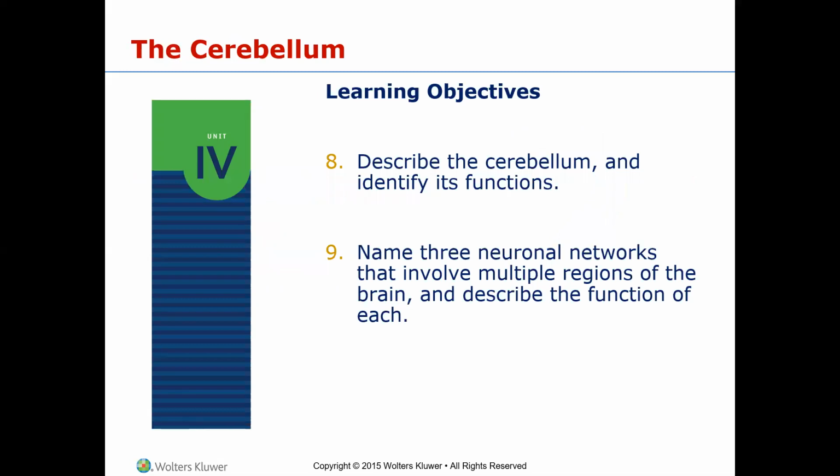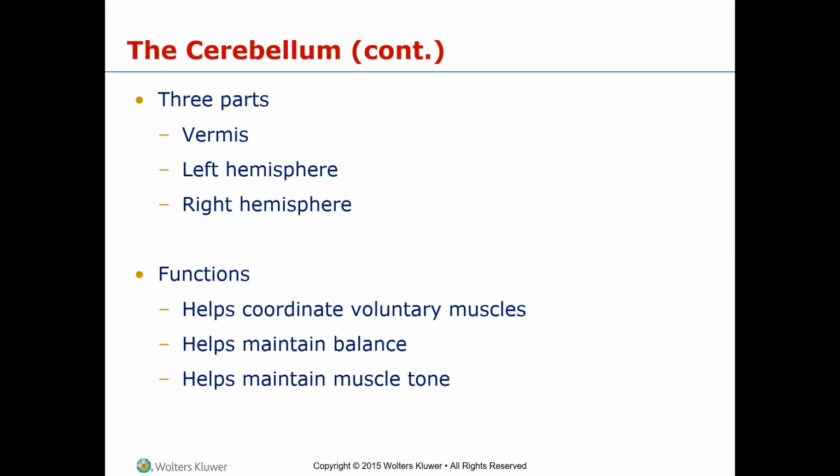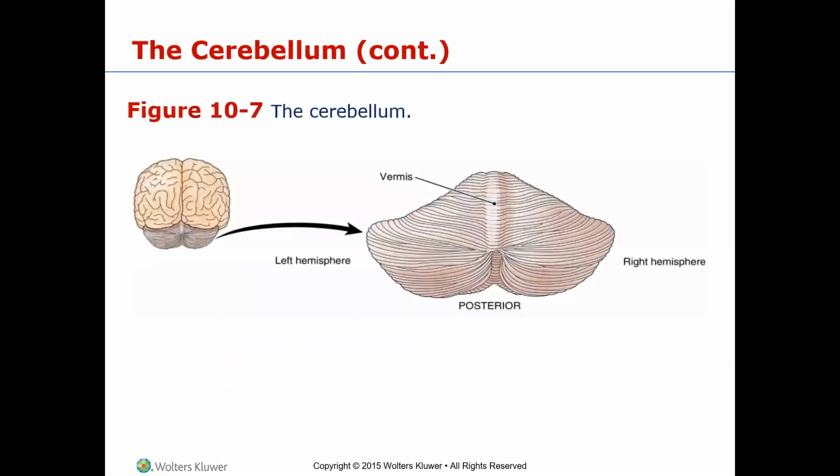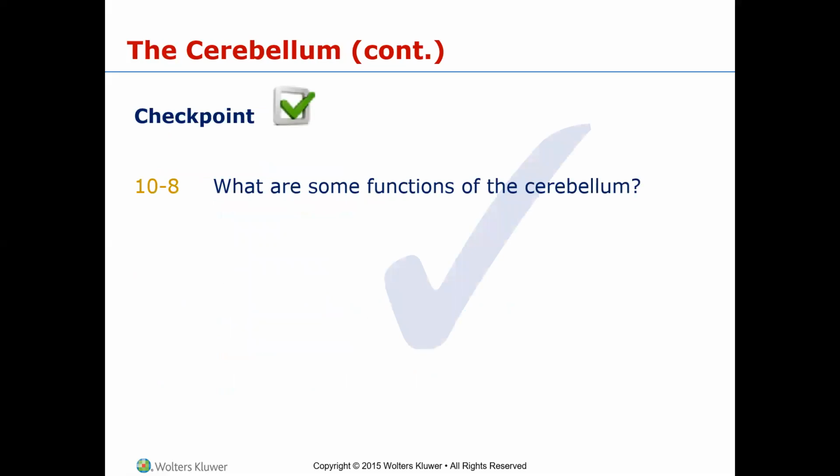The cerebellum is on the posterior part of the brain and on the underside, and its function is to coordinate voluntary muscle control, and it helps primarily in balance. It's divided into three parts: a left and right hemisphere, and then anterior to that is the vermis. So it has the right and left hemispheres, and then the vermis on top. Primarily balance for the cerebellum.